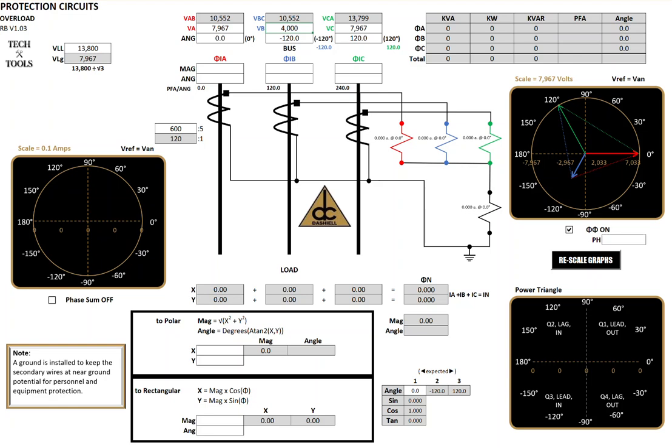So notice the magnitude, let's see, look at B to C. B to C is now at 10,552, and you'd expect this one over here to look very similar. That's A to B. It's also at 10,552 because all the angles are still the same. All we did was reduce the magnitude. And ultimately, we didn't do anything with the A or C phase voltages. So C to A is still sitting here at 13,799.